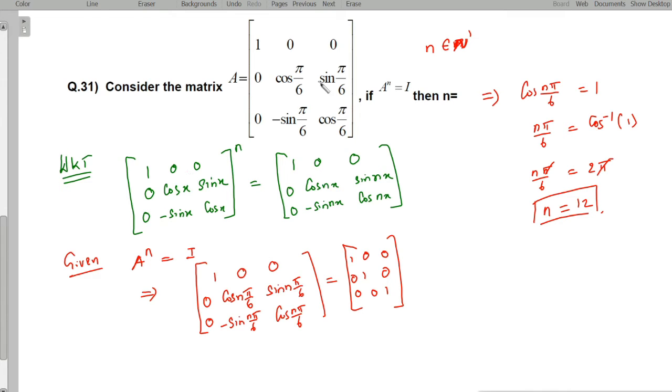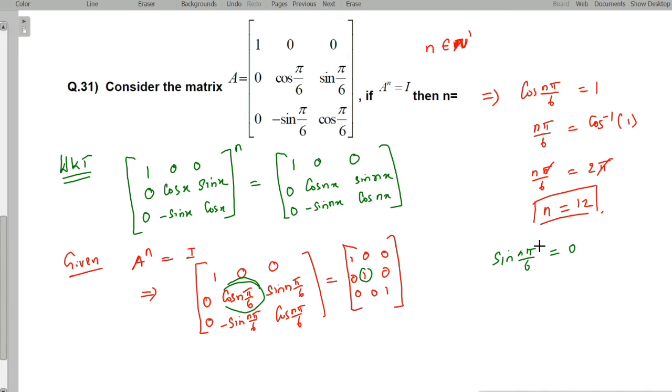So here I am going to apply this formula and equate it to the identity. If you want to make this term 0, you have to equate this term, cos n pi by 6, equal to 1 and sine n pi by 6 equal to 0. So from that you may get the answer.